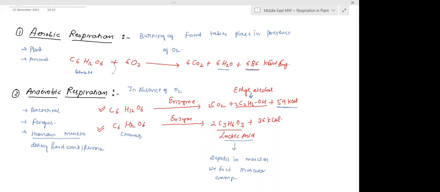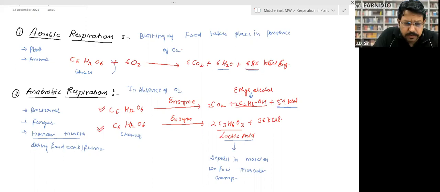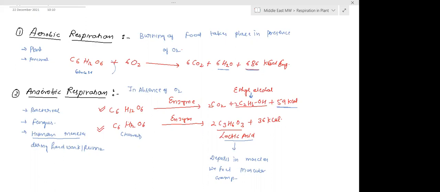Sir, in this anaerobic respiration, is ethyl alcohol 2C2H5? Which one? Ethyl alcohol, yeah, in anaerobic respiration, 2 molecules of ethyl alcohol. Okay.